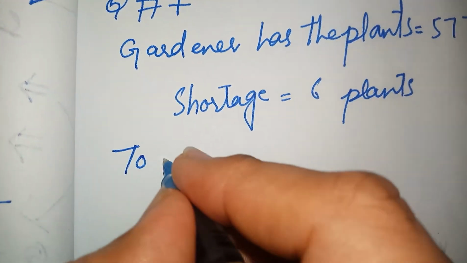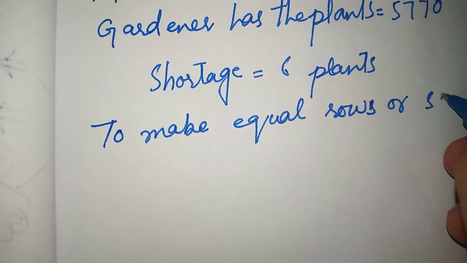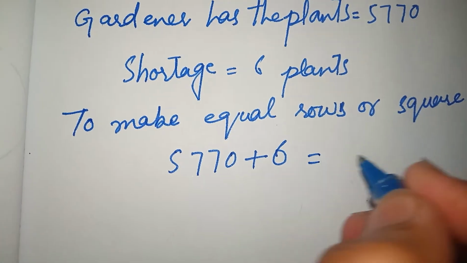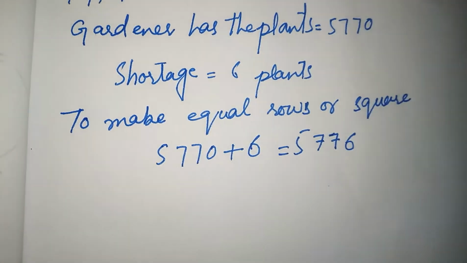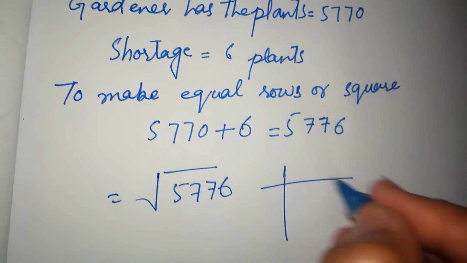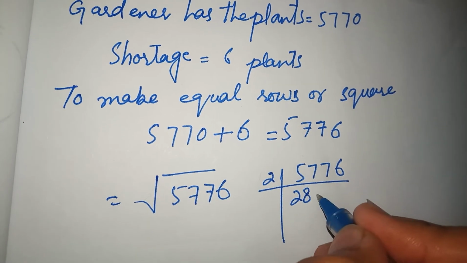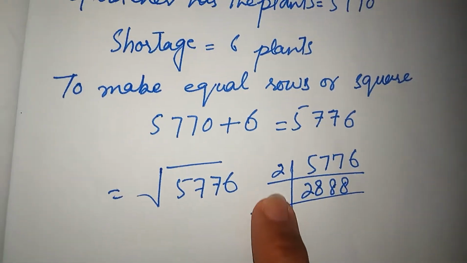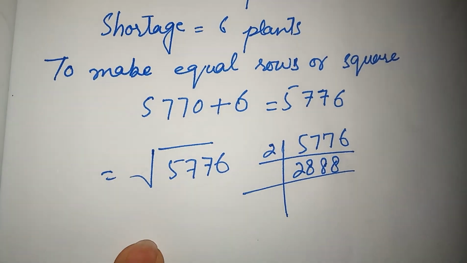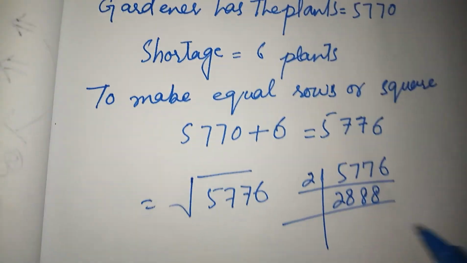So to make equal rows, or a square, he will add 6 plants more in this. So now he will take a square root of 5776. In the same way, you have to make the factors and then take the square root, and you will discover how many plants will be in each row and how many rows will be constructed at that time. So this part you have to solve on your own.